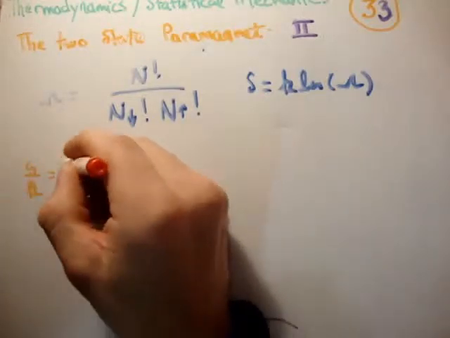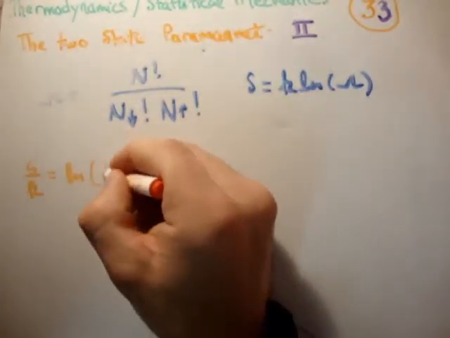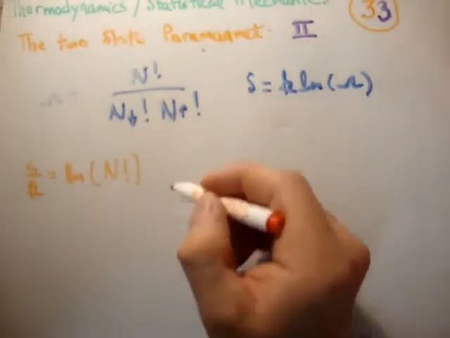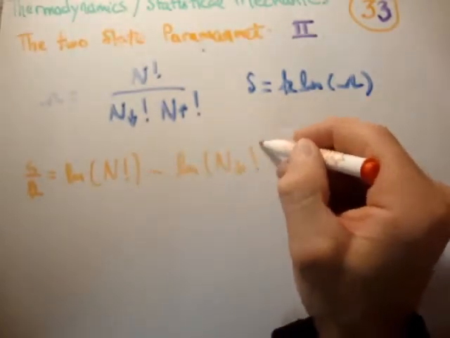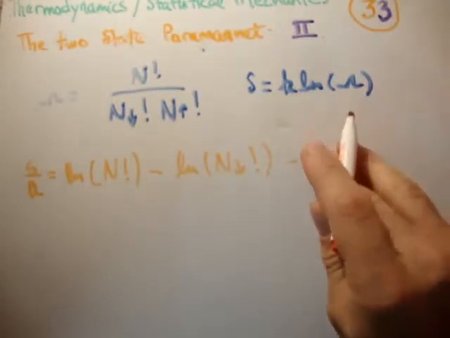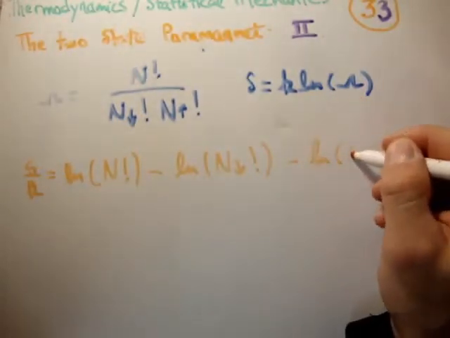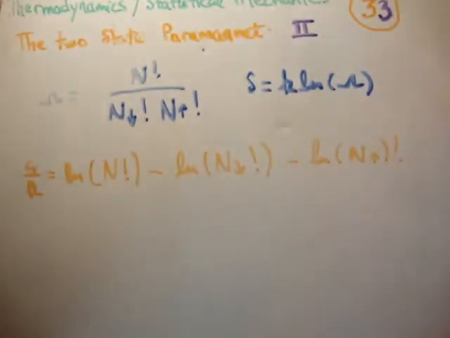is going to be equal to the logarithm. Now look at it, it's going to be the logarithm of N factorial minus the logarithm of N down factorial minus the logarithm of N up factorial. Okay, that's just the rules of logarithms. So in each one of these I'm going to apply Stirling's approximation.